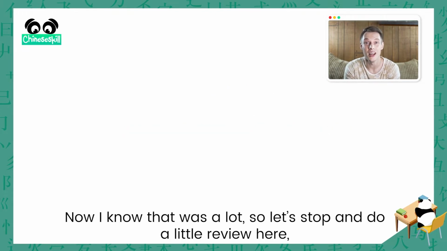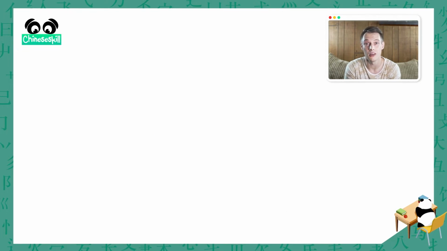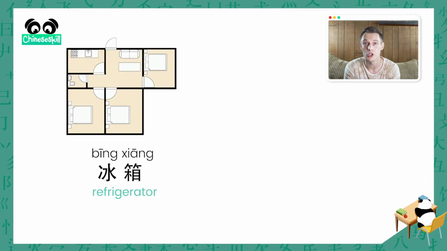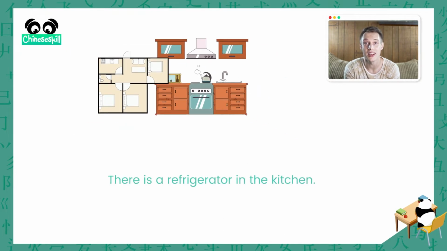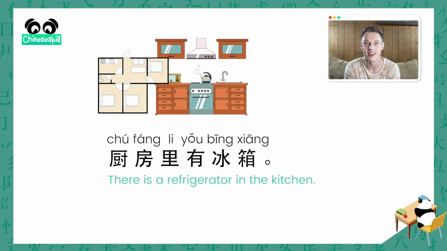Now I know that was a lot, so let's stop and do a little review here. Using 冰箱 for refrigerator and 厨房 for kitchen, how would you say there is a refrigerator in the kitchen? 厨房里有冰箱. There's a refrigerator in the kitchen.